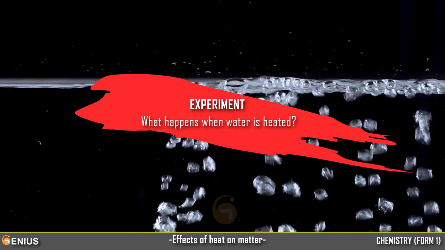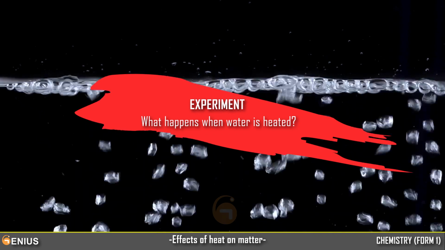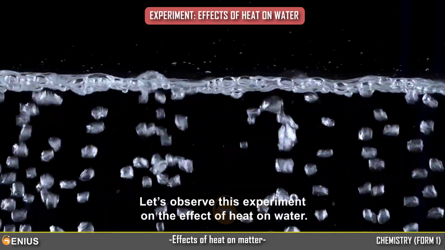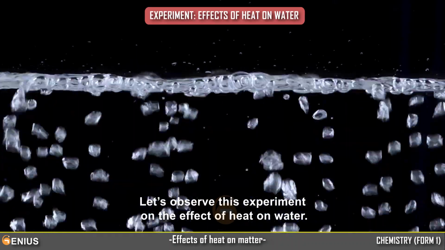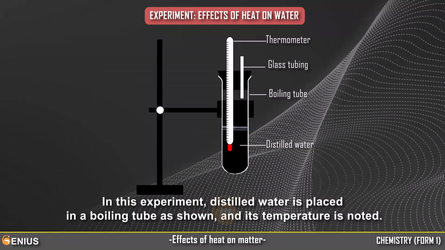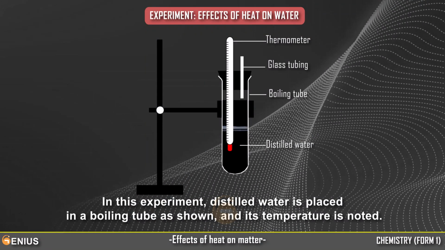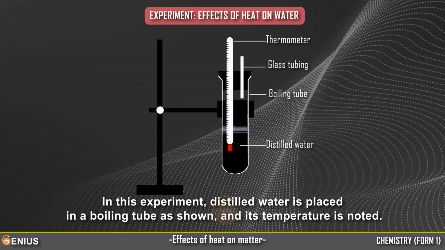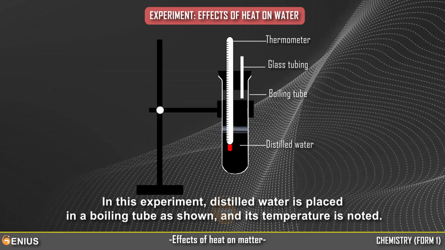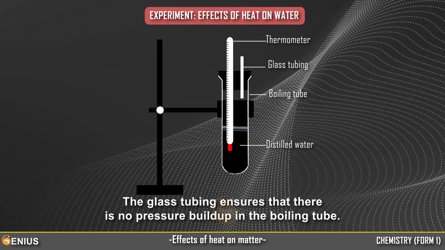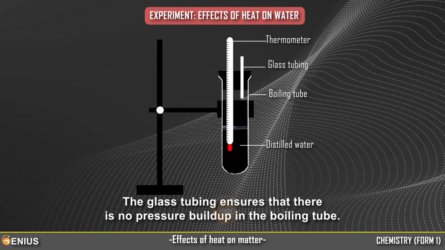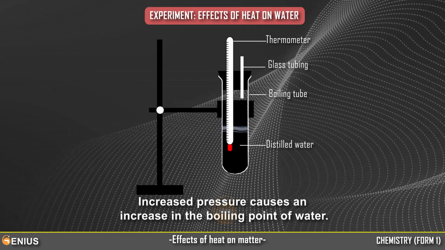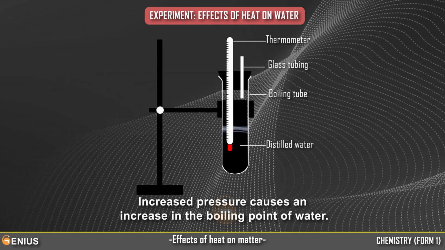Experiment: What happens when water is heated? Let's observe this experiment on the effect of heat on water. In this experiment, distilled water is placed in a boiling tube as shown, and its temperature is noted. The glass tubing ensures that there is no pressure buildup in the boiling tube. Increased pressure causes an increase in the boiling point of water.